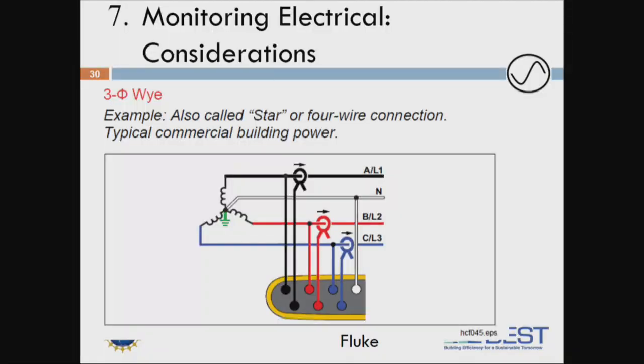Because if they're measuring phase to ground on a Y 480 circuit, or they think they're measuring that, and they're getting 480, well, they better think twice, right? It should be 277.